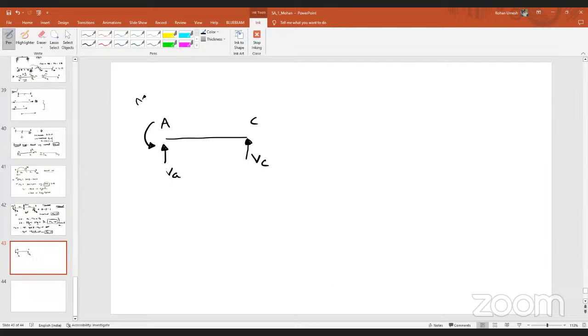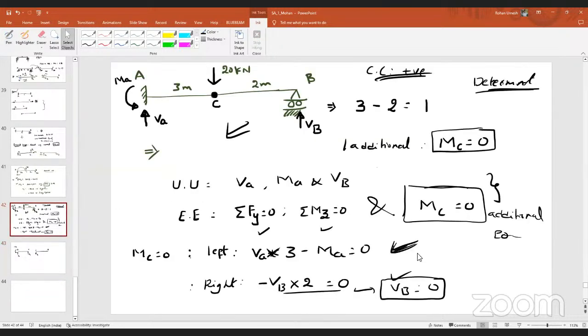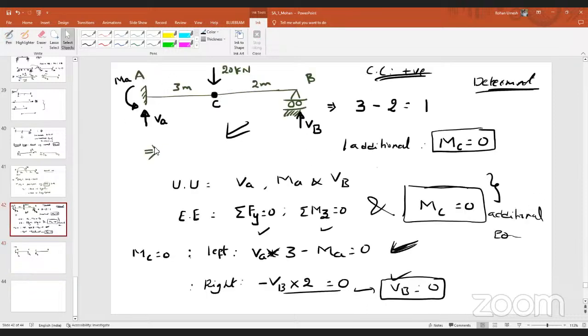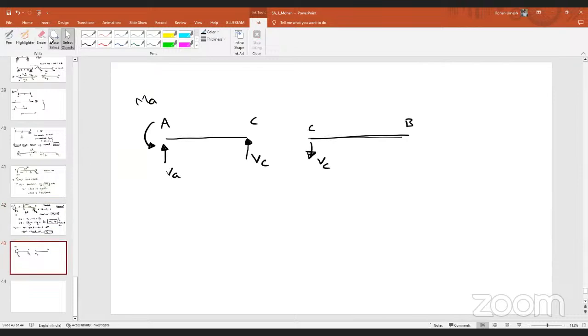And coming to CB, as VC is considered upward, I can represent it as VC. And I already know this reaction, right? What is the reaction here? VB. We got it as 0, so no need to represent it. Is it okay? Now tell me, what about this additional force of 20 kilonewton? Where do I have to represent that force in this case?